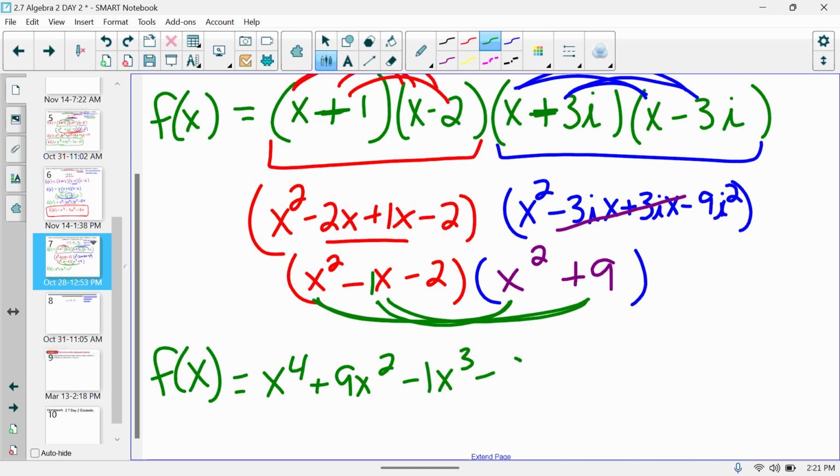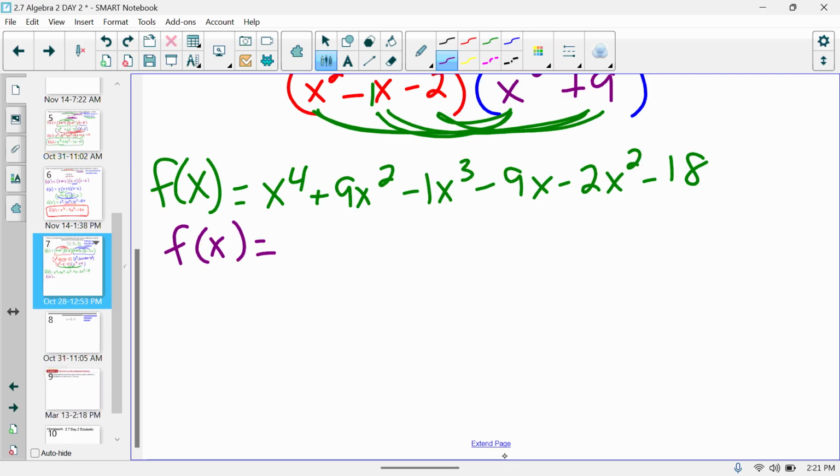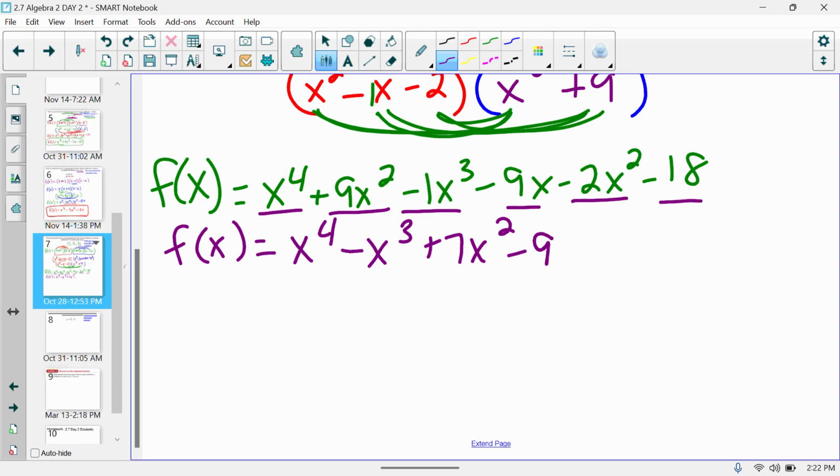Negative 1x times 9 is negative 9x. And then negative 2 times x squared, and negative 2 times 9 is negative 18. When I go to write my final answer, guys, I want to put the terms in the right order, like standard form. So I'm going to make sure I put x to the 4th first. Then I'm going to jump and put this next, the negative 1x to the 3rd. 9x squared minus 2x squared is positive 7x squared. And then I'll just rewrite negative 9x minus 18 because there's no like terms to combine those with.